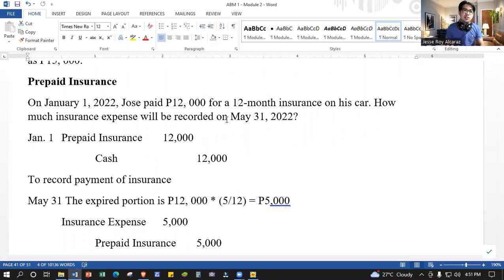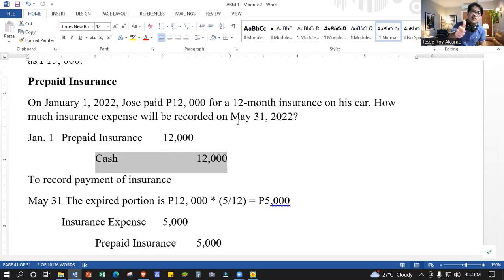How much insurance expense will be recorded on May 31? Okay, take note of the date, January 1, nagbayad siya, therefore, record prepaid insurance, credit cash. Okay? For the adjustment on May 31, you have to count pila ka months na ang nilabay so that makabalo ta kung pila ang na-expire na portion sa insurance. Okay, so let us count.